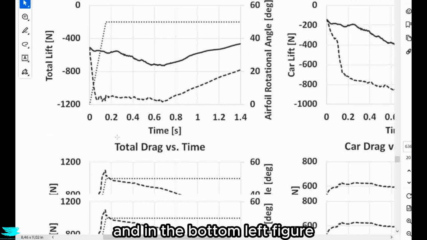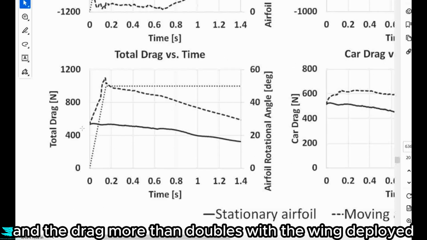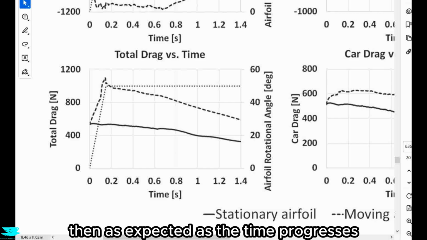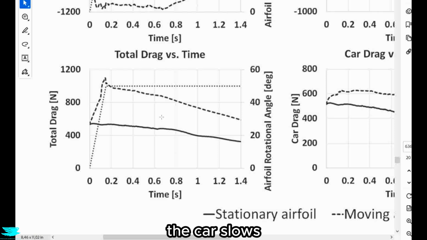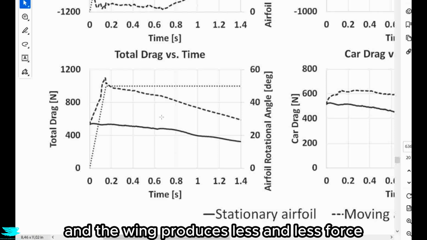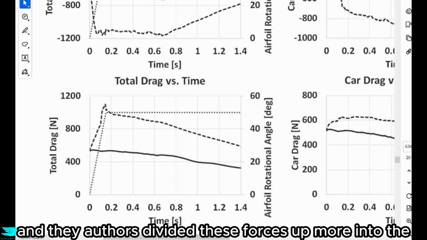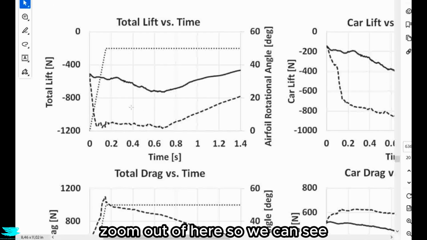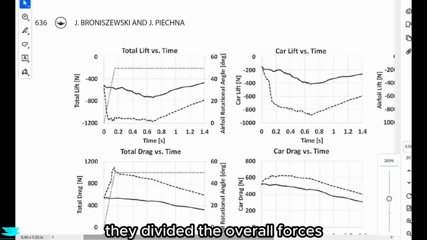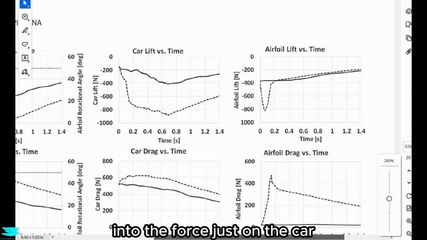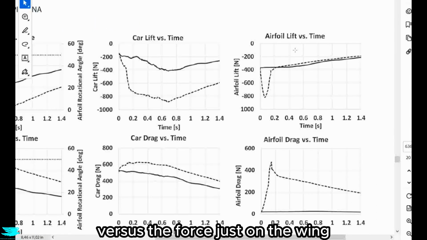And in the bottom left figure, we see the total drag, and the drag more than doubles with the wing deployed. Then as expected, as the time progresses, the car slows and the wing produces less and less force. And the authors divided these forces up more into, let's zoom out a bit here so we can see, the force just on the car versus the force just on the wing.